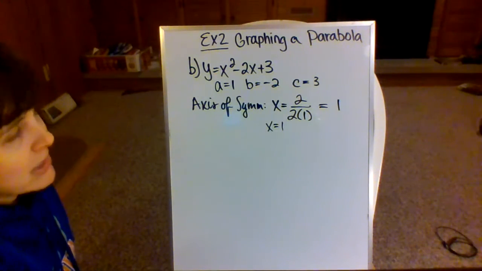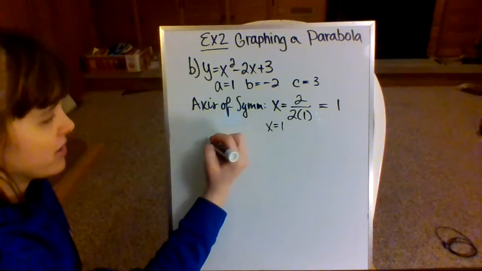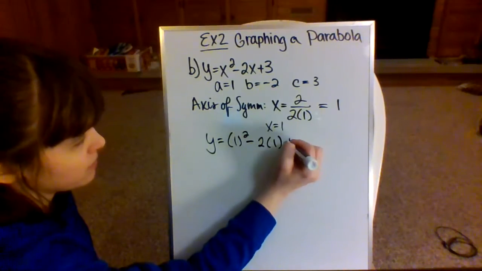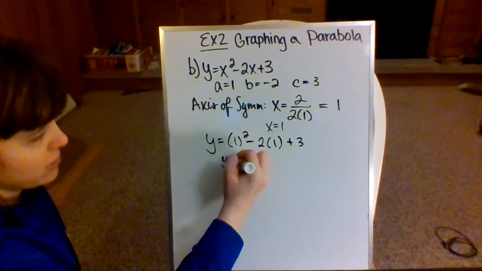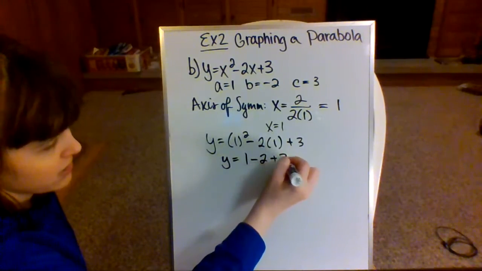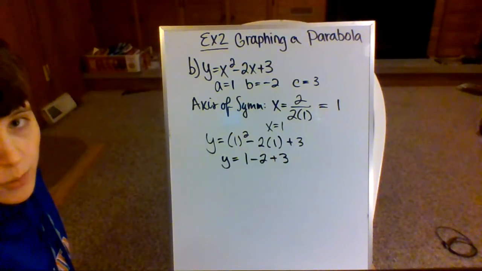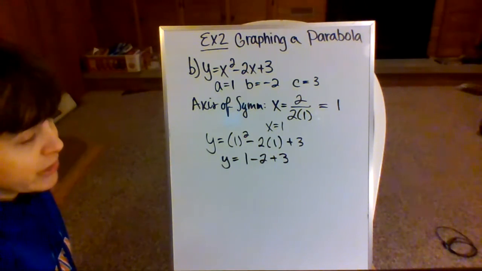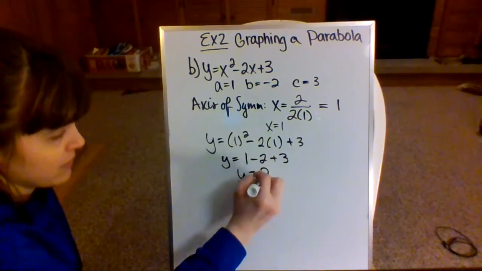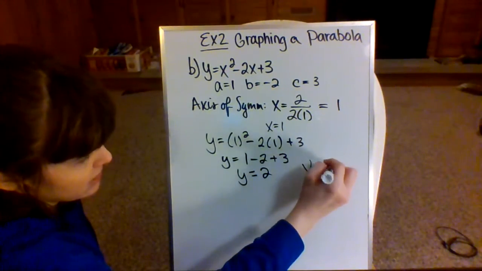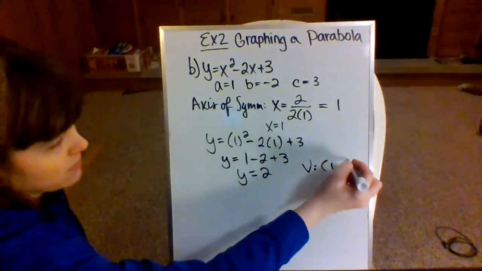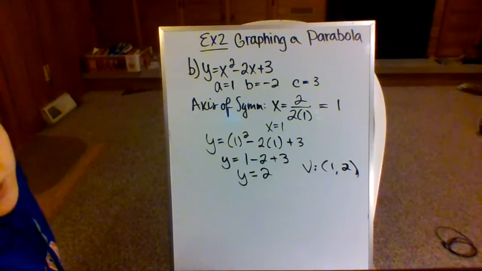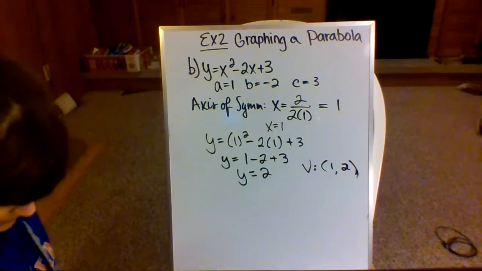Okay, so now we have to plug that back into the original equation to find y. Alright, so y equals 1 minus 2 plus 3. So 1 minus 2 is negative 1, plus 3 is going to be equal to 2. So y equals 2. Alright, so the vertex is 1, 2. Okay, so now that we have the vertex, I'm going to erase this math so I have room for my table.